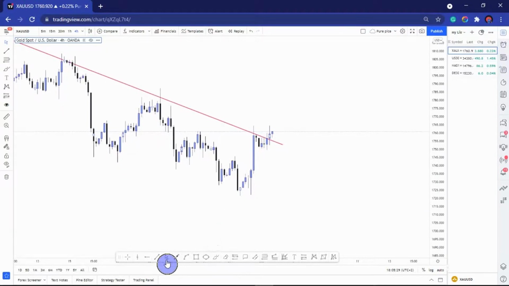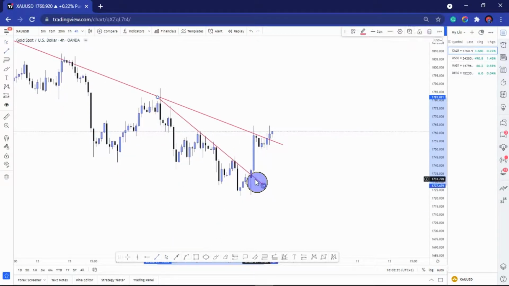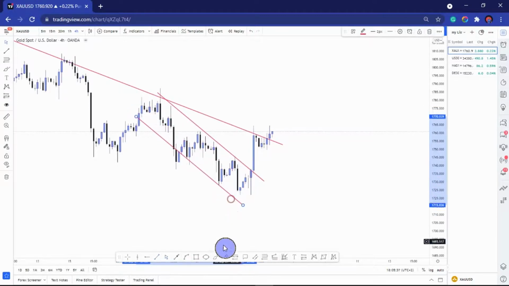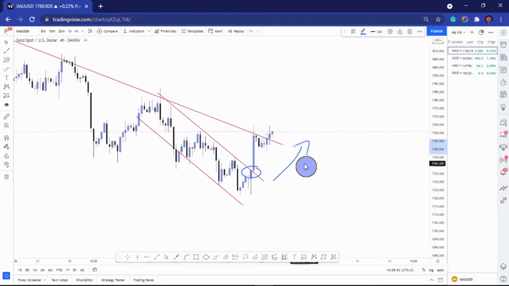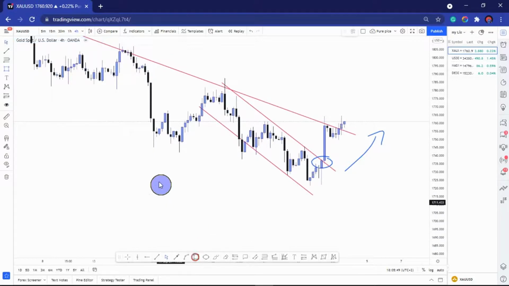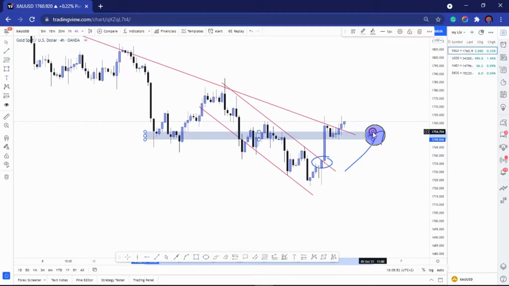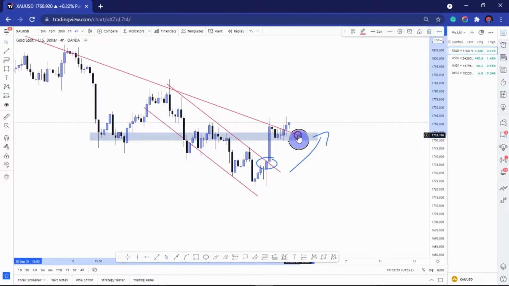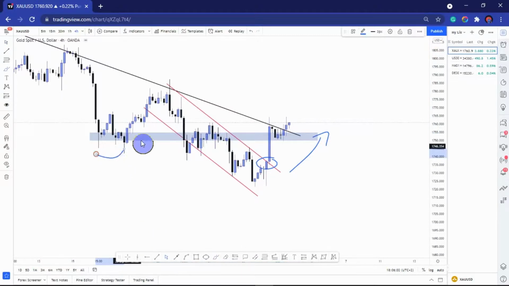We can see that this was the impulsive wave, which was broken somewhere around here, and then the market gave us a corrective wave. With this corrective wave, we were expecting some kind of a market reversal around this area here, because this is where our trend line is touching, and also this is the key area here. We can see the low, the low, the high.